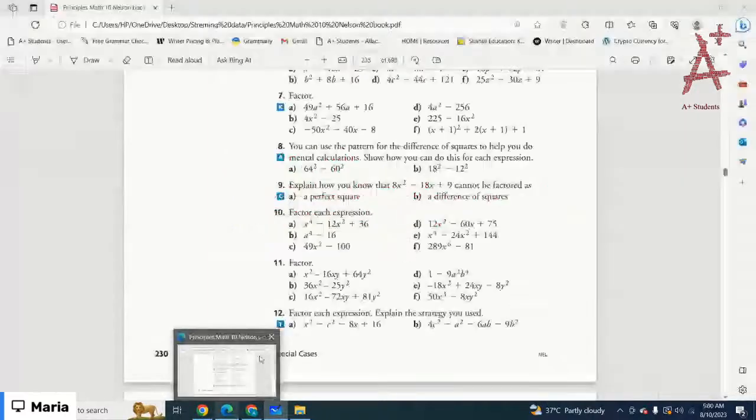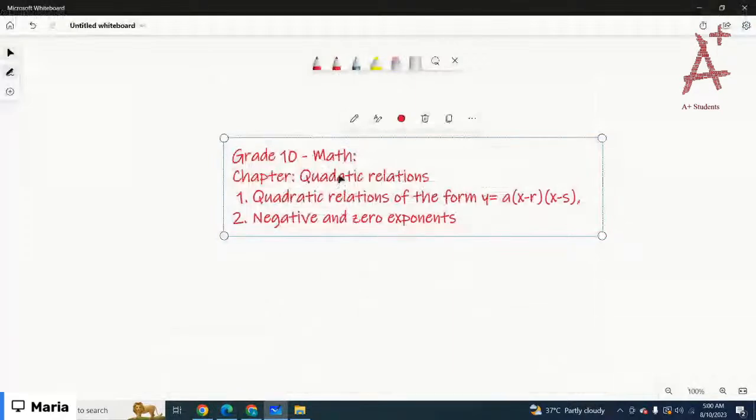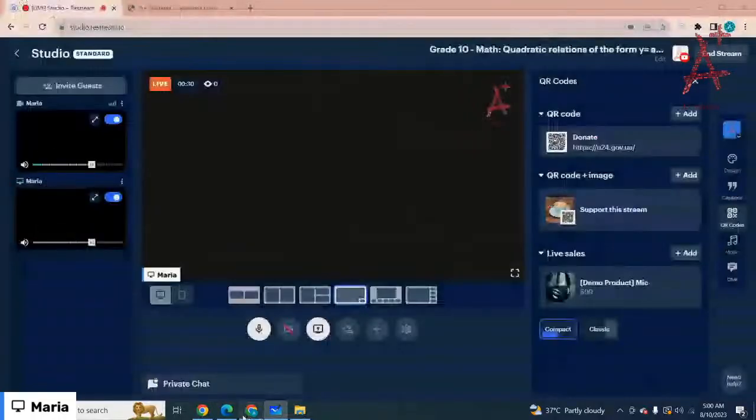So, we're working on quadratic relations. You can find a lesson in the book Grade 10 Principles of Mathematics, and the chapter we're working on is chapter 4. The lesson we're going to start with is 4.5, quadratic relations of the form y equals a(x minus r)(x minus s). 4.5 is negative and zero exponents. So, let's just start with 4.4. Okay, here it is. We are already working on 4.5.